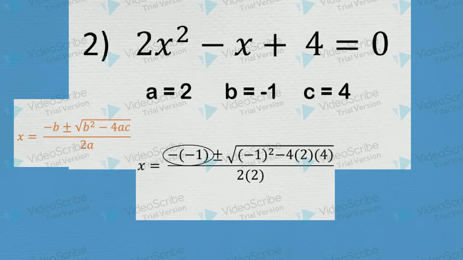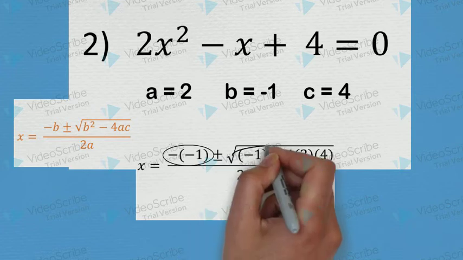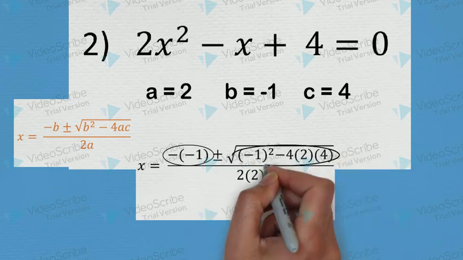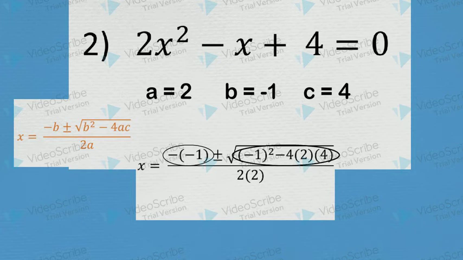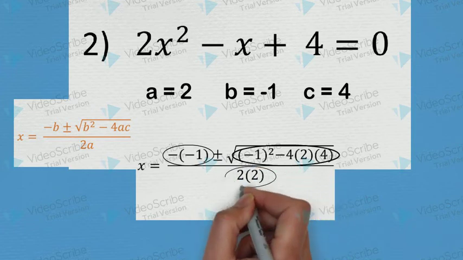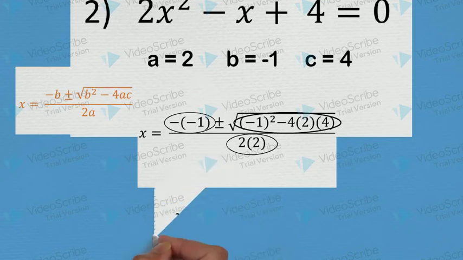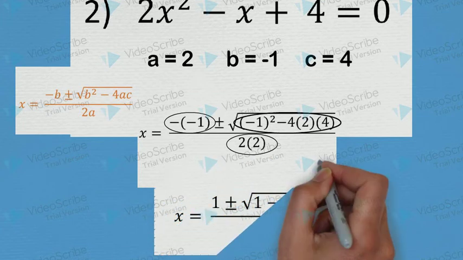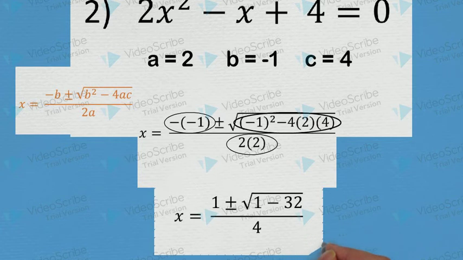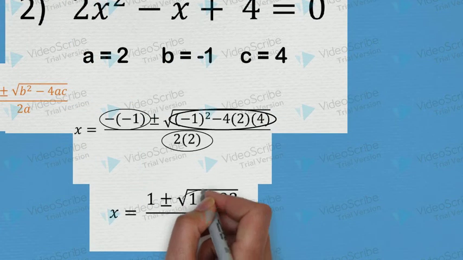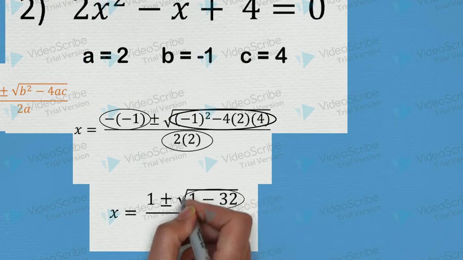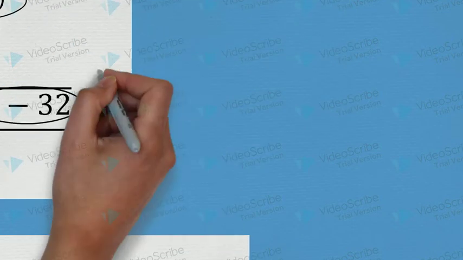Now let's do the roots for numbers 2, 3, and 4. For number 2, we had 2x squared minus x plus 4 equals 0. We set up our quadratic formula for it already. And when we simplify it down under the radical, you should have 1 plus or minus the square root of 1 minus 32 all over 4. When we simplify under the radical, we get 1 minus 32, which equals negative 31.